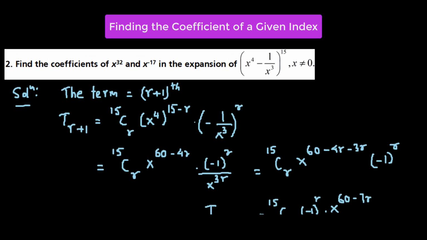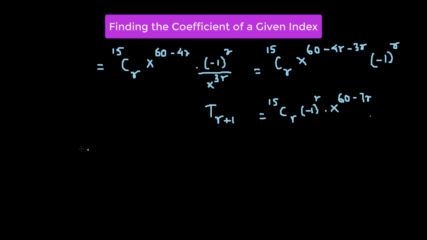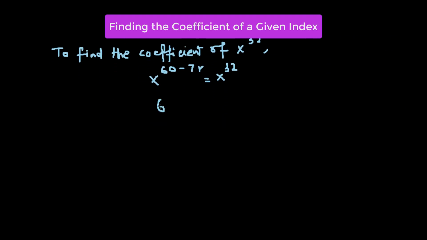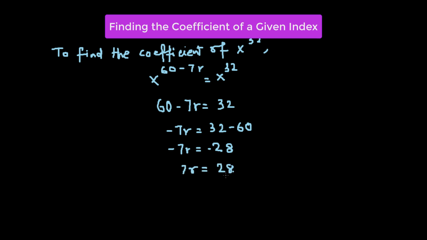Now in order to find the coefficient of x raised to the power of 32, we equate x raised to the power of 60 minus 7r to x raised to the power of 32. So that gives us 60 minus 7r equals 32. So we have negative 7r equals 32 minus 60, that would give us negative 28. We multiply both sides by negative 1, so that gives us 7r equals 28. So the final value of r is 28 over 7, which is 4. So the r value is 4.